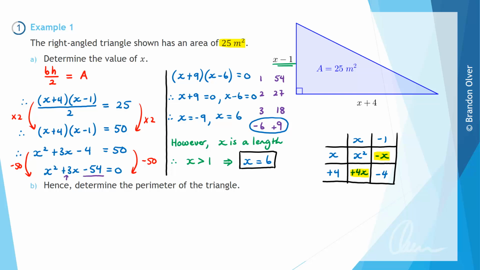For part B, it says, hence determine the perimeter of the triangle. So we now have the length of the base and the height of the triangle, and we now need to find the hypotenuse because it's a right-angled triangle.